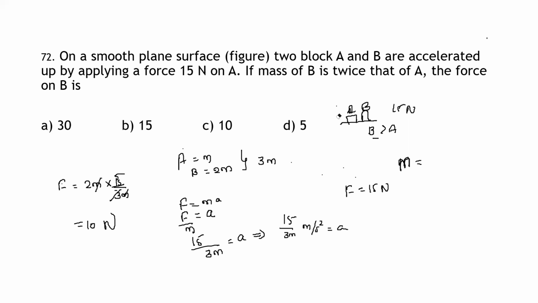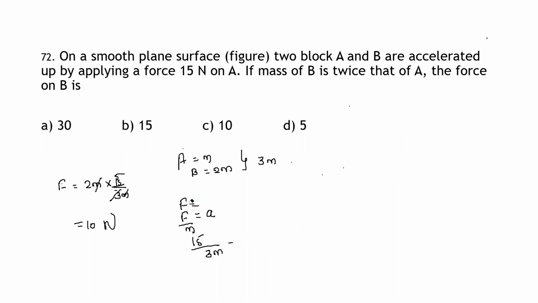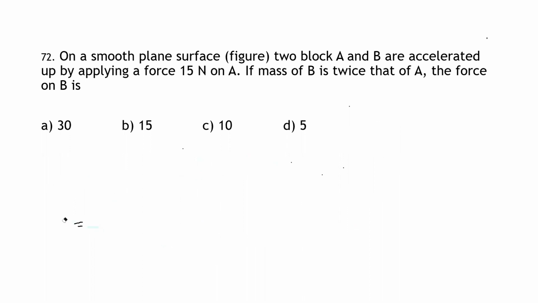Okay, so I hope it is clear to you what we did. We need to calculate the combined mass, then the combined acceleration. Then on B, what is the force? We can simplify, so the force on B is 10 Newton. Okay, let us see the next question.